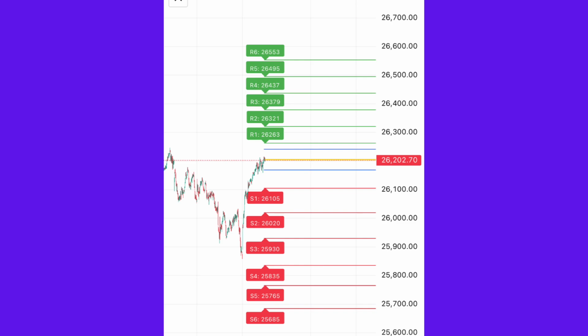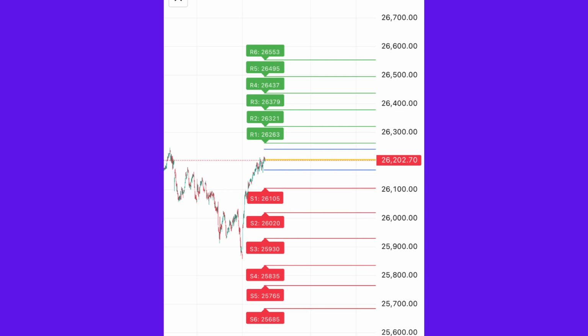Support levels. S1: 26,105, S2: 26,020, S3: 25,930, S4: 25,835, S5: 25,765, S6: 25,685. These are strong demand zones. If Nifty dips, these are levels where buyers may step in aggressively.